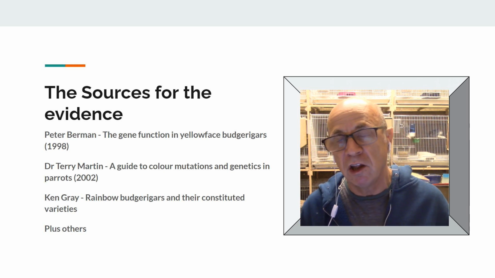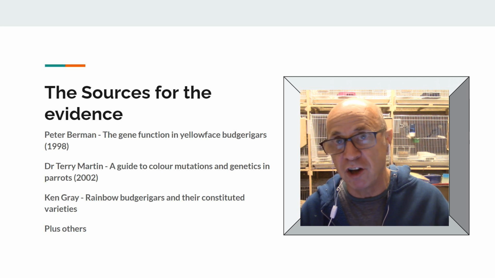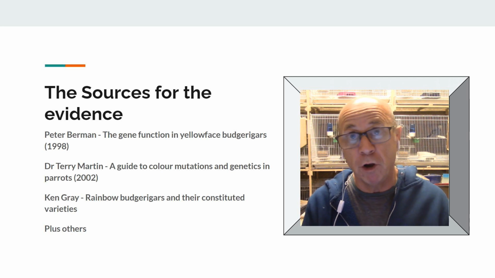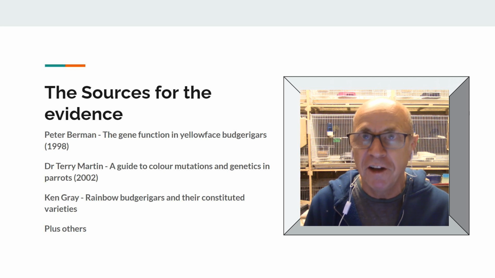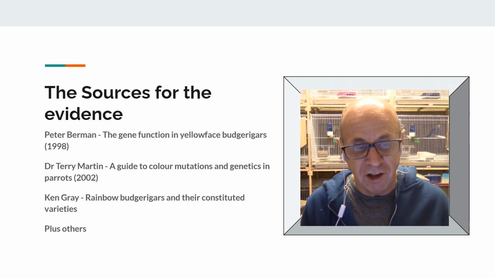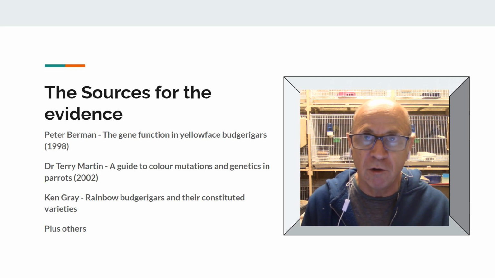constituent varieties. And as we know, one of the constituent varieties of the rainbow budgerigar, or if you don't know, one of the constituent varieties of the rainbow budgerigar is the Yellowface. So those are the three main sources that I will use. I will try and quote the sources as I go through it.